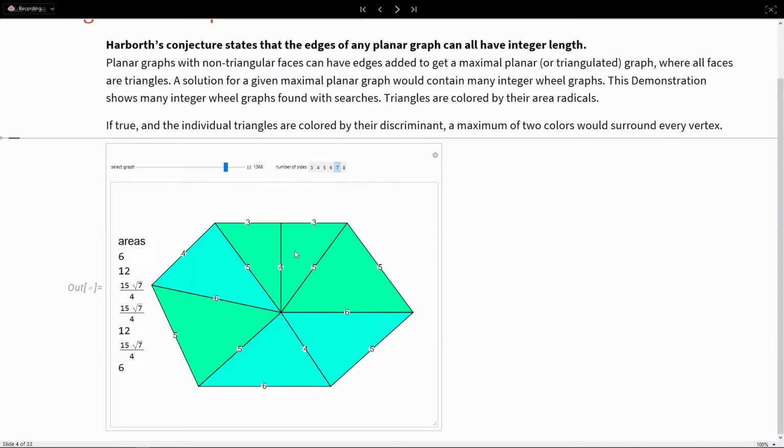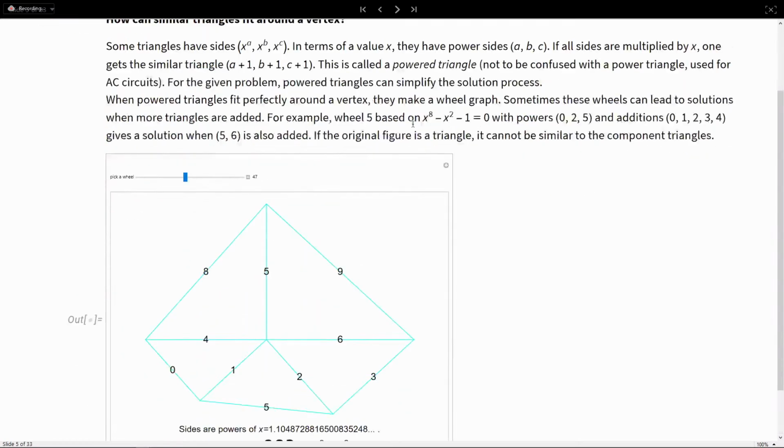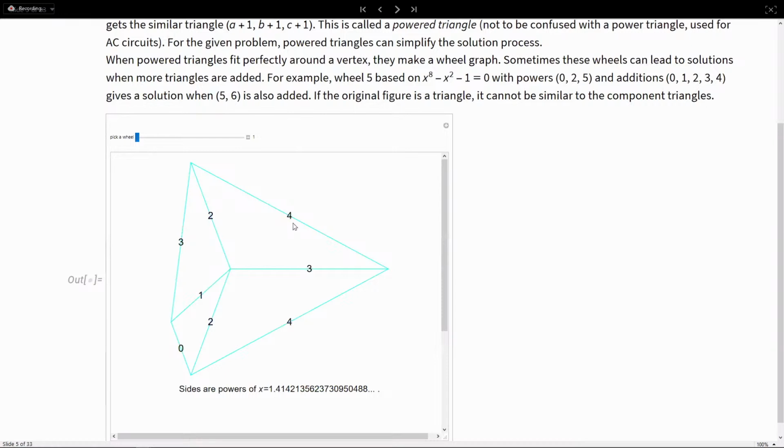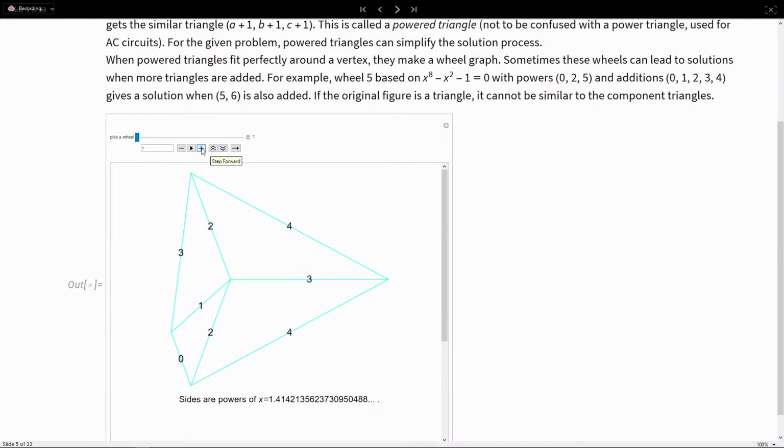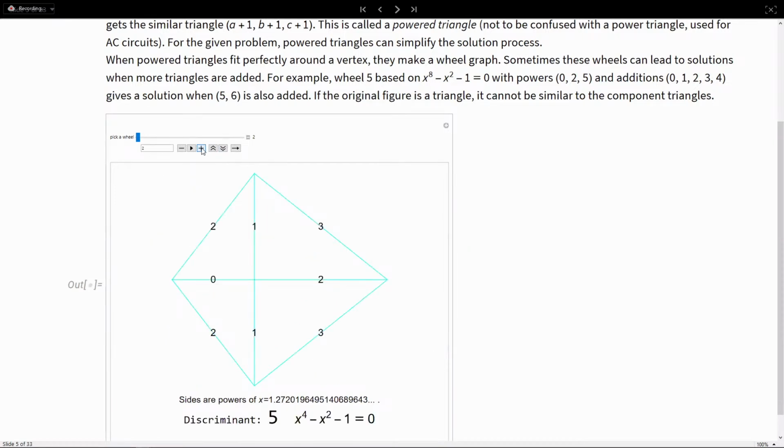So after this experiment with a wheel, my next question was, well, what similar triangles can make a wheel graph? And that led to this experiment here. So, for example, these sides here, these are all powers of the square root of 2. So if you look at square root of 2 to the 0, square root of 2 to the 1, to the 2. So this basically means that this length here actually is 2. This one is 2 times the square root of 2. This one is actually 4. I basically started building all these wheel graphs.